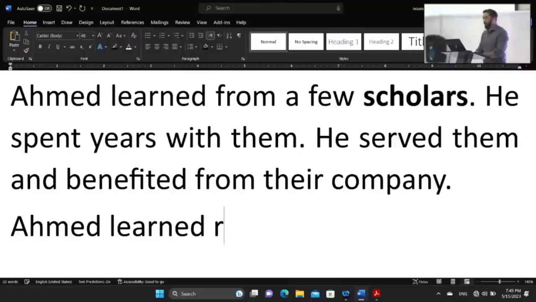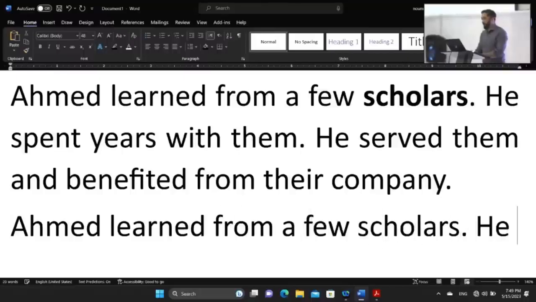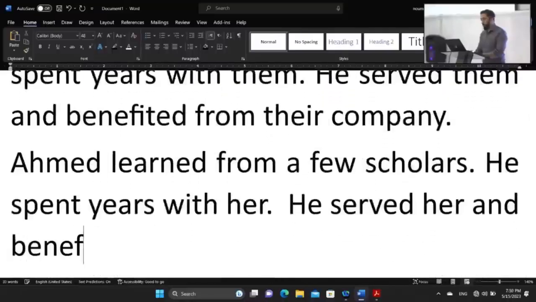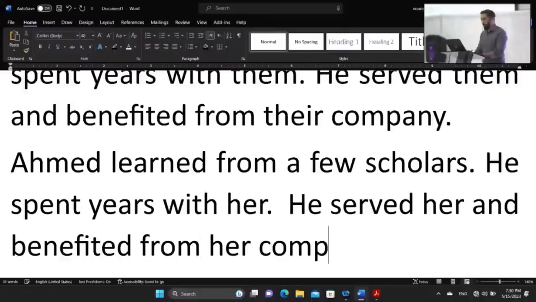Ahmed learned from a few scholars. He spent years with her. He served her and benefited from her company. Scholars? Her? And they say, sometimes I'm going to use they, and sometimes I'm going to use what? Her. And you're like, you're crazy. That's scholars. There's like 10 of them. And they're all men. Yeah, but we have an inside joke when something's plural, and it's a broken plural, then we can use what? She instead of they or them.